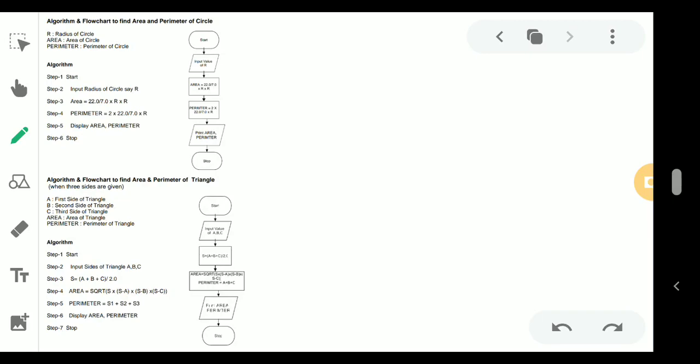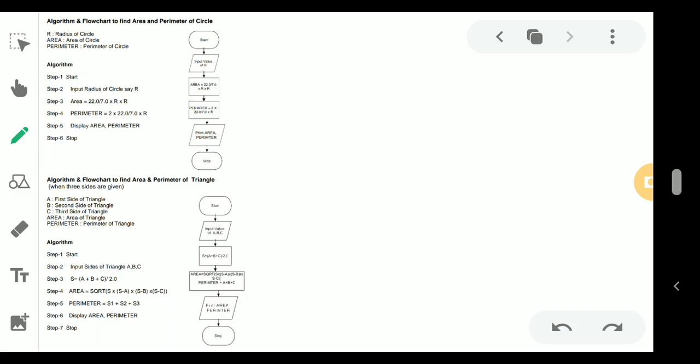In the previous lecture session, we went through the various problems regarding this flowchart. In the previous lecture we learned how to find the area and the perimeter of a square and rectangle. So in this lecture session we will learn how to find the perimeter and area of a circle, as well as the perimeter and the area of a triangle. We will learn how to make both the algorithm and the flowchart.